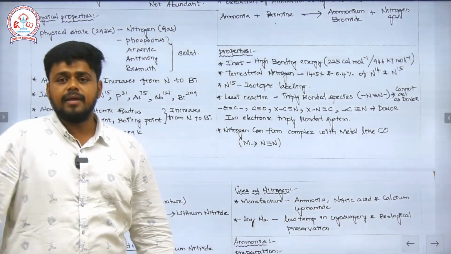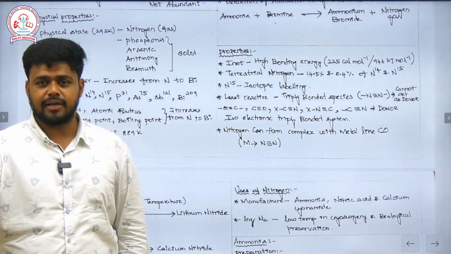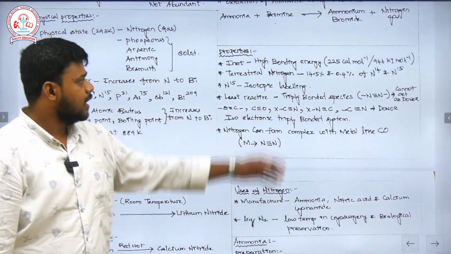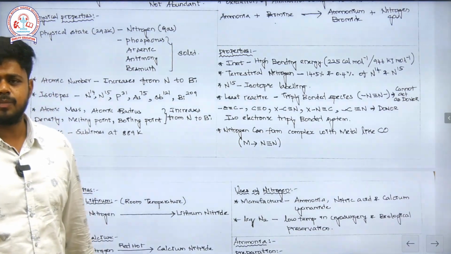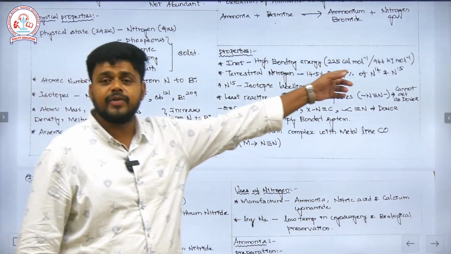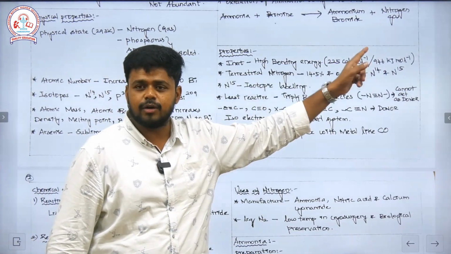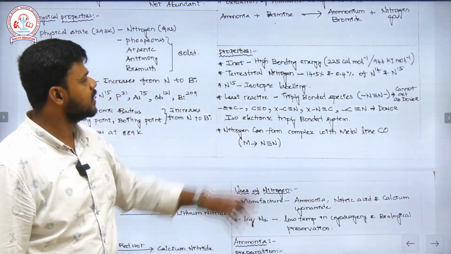Properties. See, nitrogen is highly stable. So it is not capable of reacting spontaneously. So it's inert. It has a high bonding energy, which means it is very difficult to break the bond existing between the nitrogen atoms. The bond energy between them could be 225 calories per mole or 965 kilocalories per mole in terms of energy we would represent.